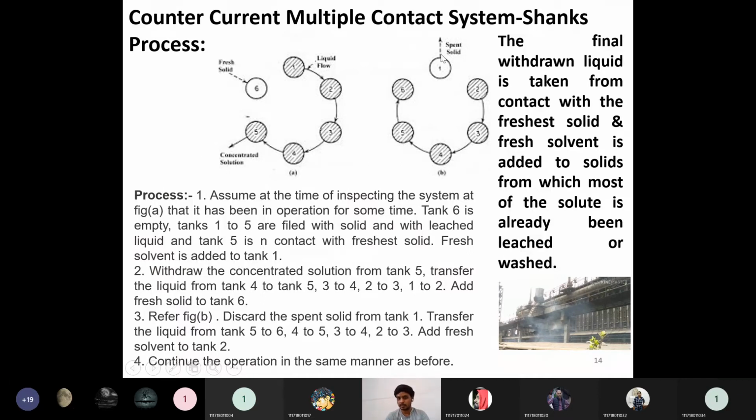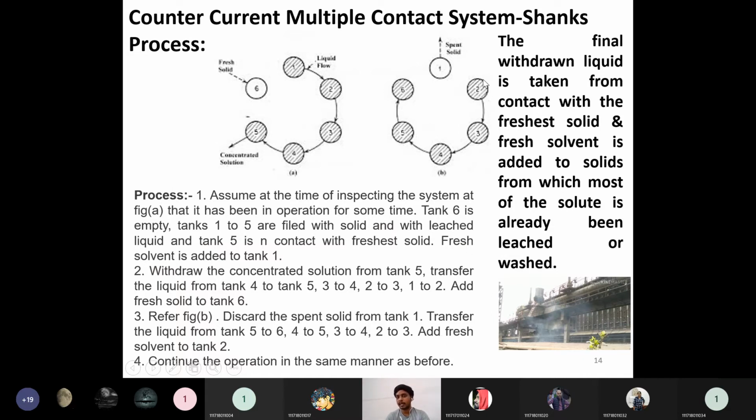Then refer to figure B. Discard the spent solid from tank 1. So whatever the spent solids are there, in the next cycle they will be discarded, and this tank will remain as an empty tank now. In the earlier figure A, this tank was the empty tank, but here this one is the empty tank. Transfer the liquid from tank 5 to 6, then 4 to 5, then 3 to 4, and 2 to 3. The same operation will be carried out.